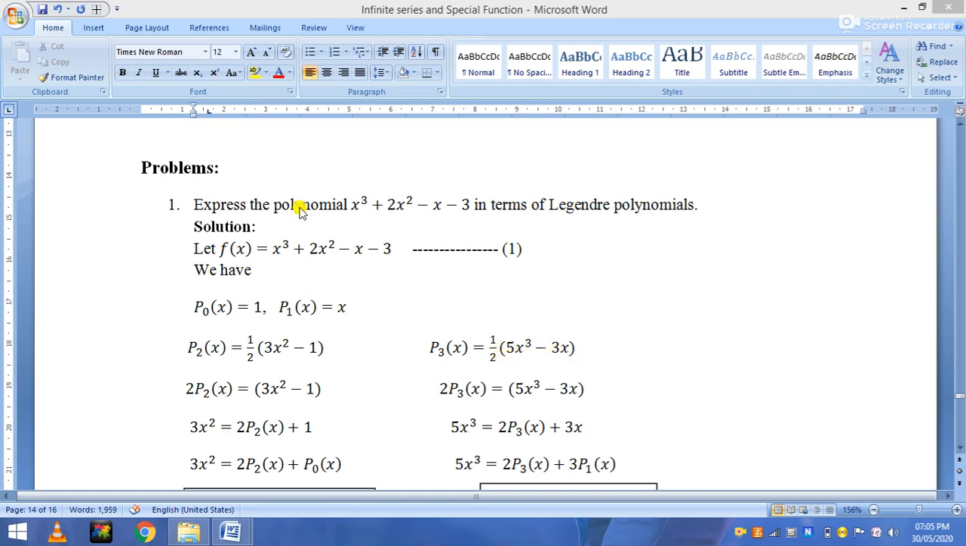So here the degree of the function is x cube, so p3 contains x cube. If they ask for x cube, we write the polynomial up to p3. If they ask for x raised to 4, we write p4. So depending on the polynomial, we take p0, p1, p2, p3, p4.